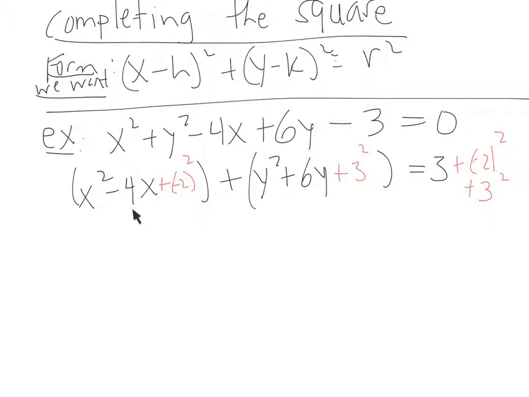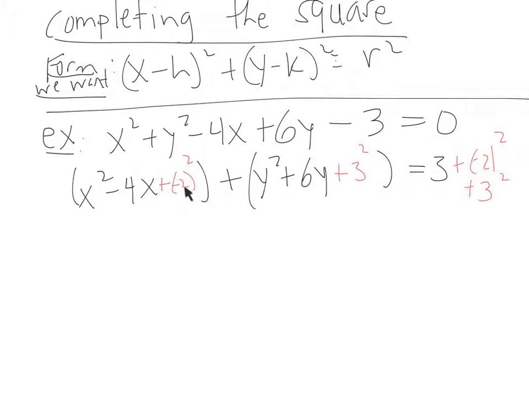Okay, and the next thing we do, remember, is to make this a perfect square, we have to take half of the x coefficient, half of the minus 4, and square it. Okay? And then add that here. And then we'll do the same thing with the y. So we'll take half of the y coefficient, which is 3, and square it.